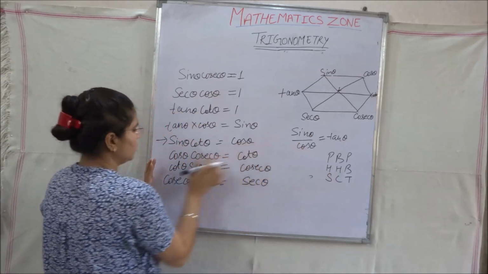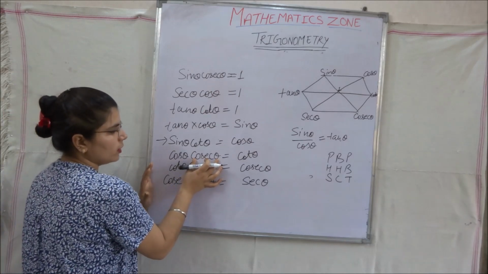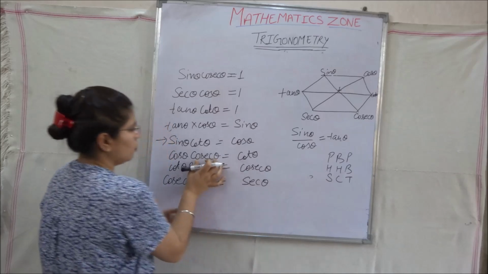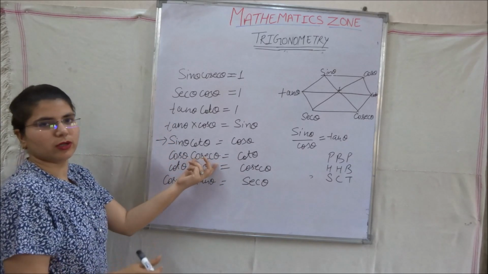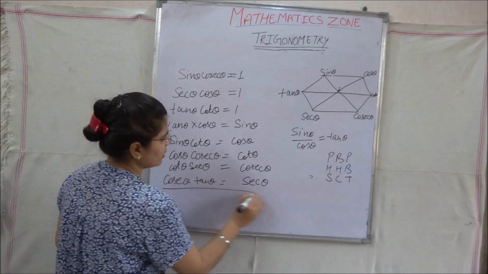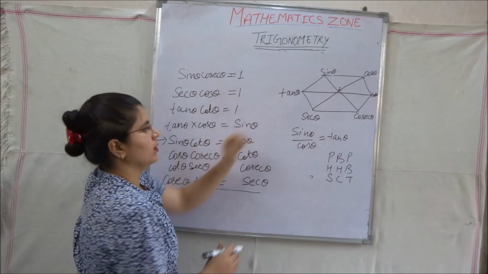Also we can use the values of the previous formulas, that is we can put the value of cosec theta which we had done in the previous video. So to know about these formulas, you can check the previous video also. So in this way we can derive so many formulas by using simply this figure.